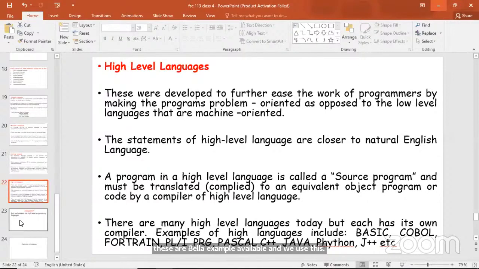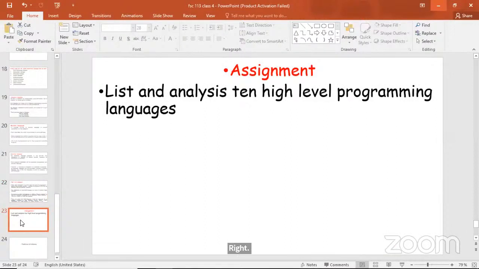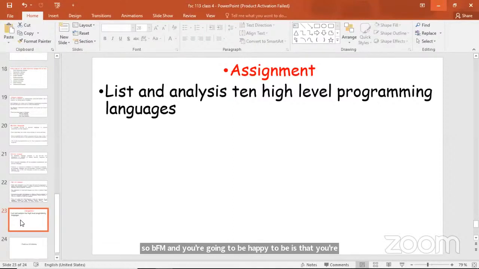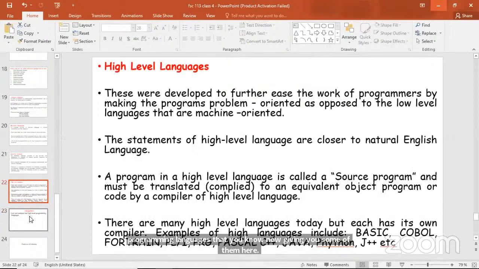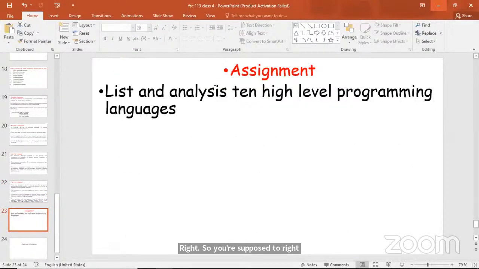All right. So the assignment you are going to be having today is that you are going to list and explain or analyze 10 high-level programming languages that you know. Now, I've given you some of them here, right? So you're supposed to write 10 and explain how they work. All right.